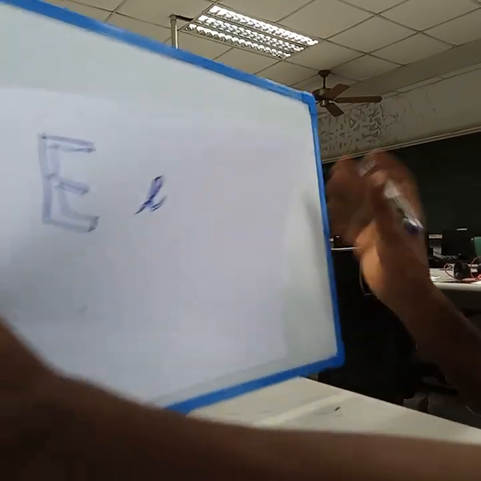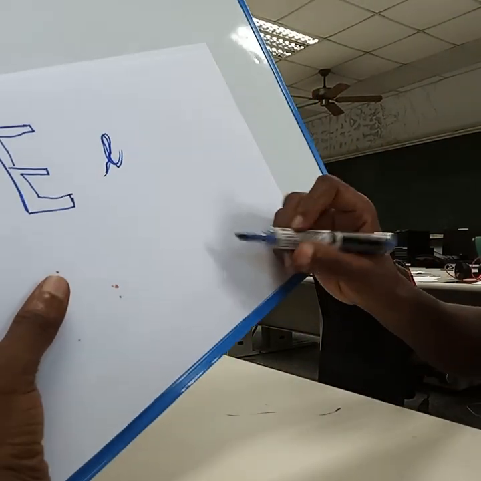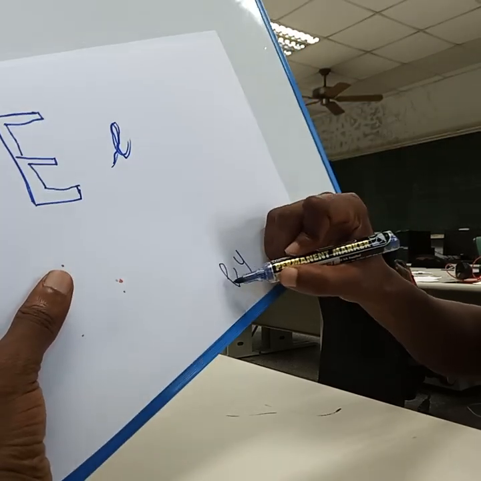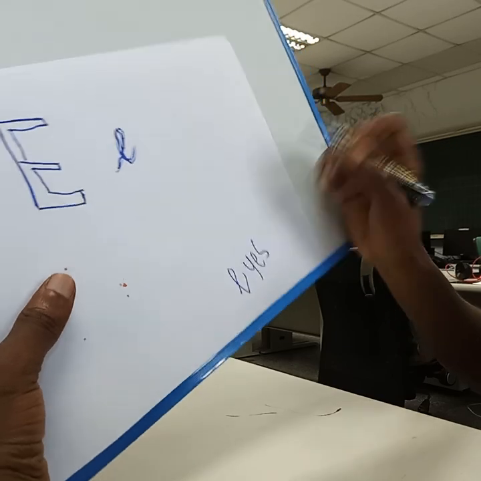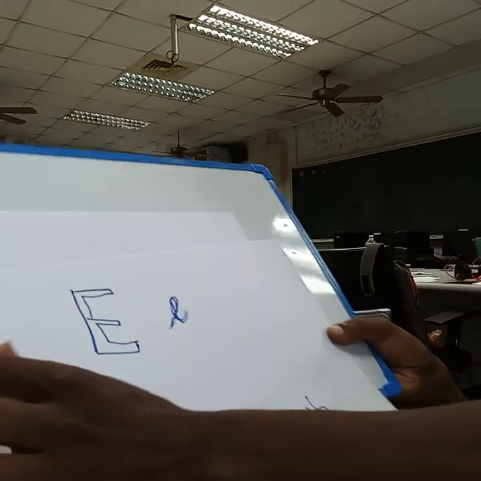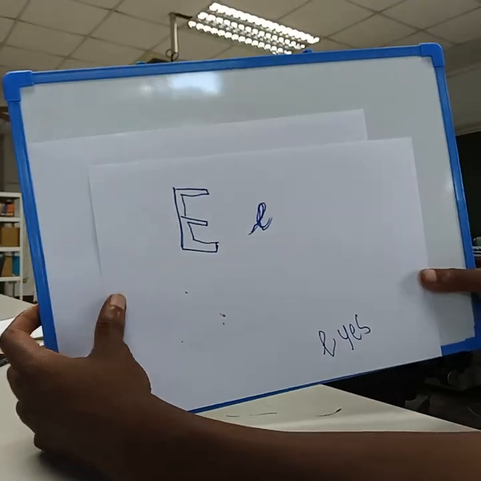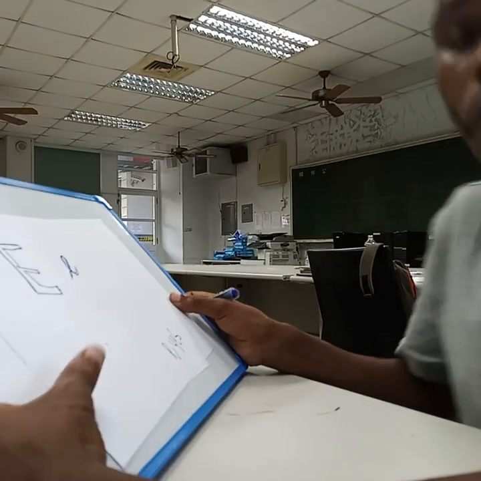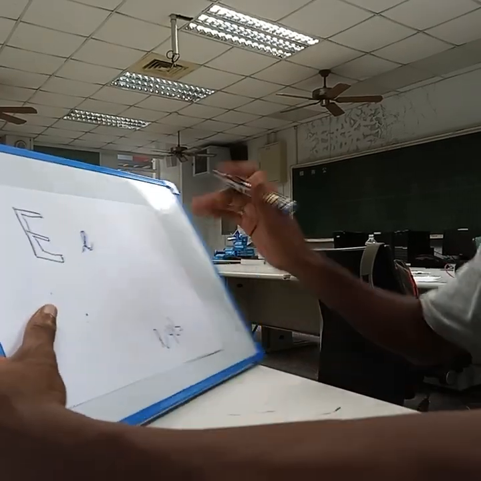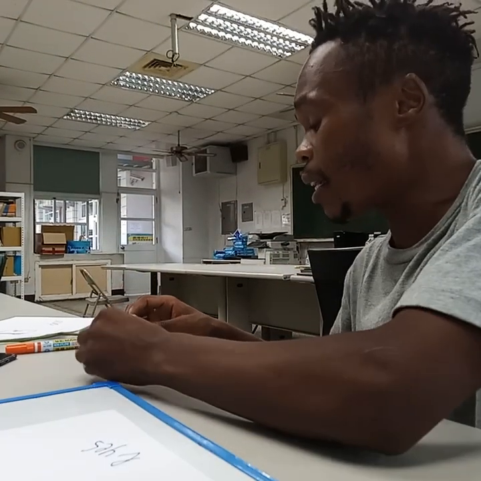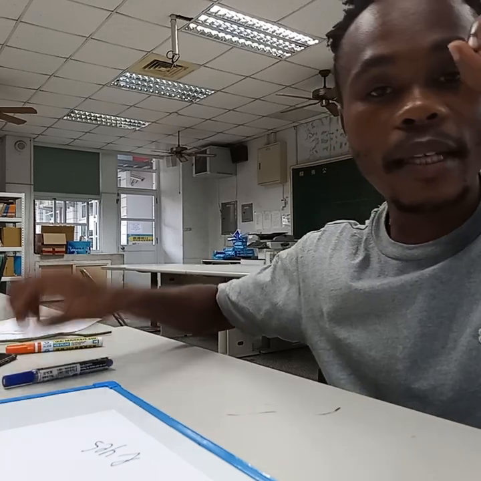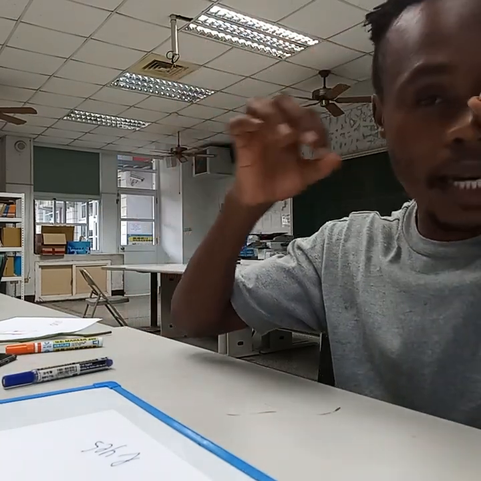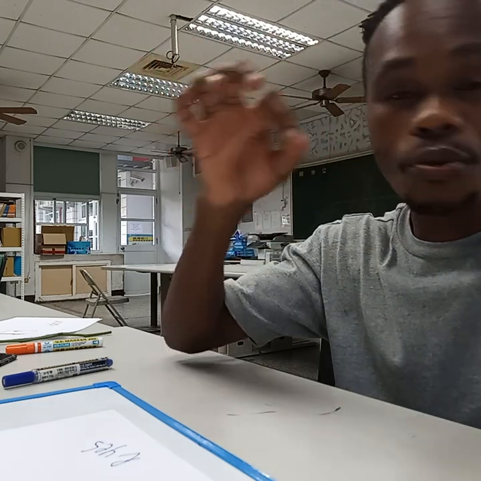E for eyes. All right, well done. So we're going to be drawing eyes. Do you know what eyes are? These are my eyes. One eye, two eyes. One eye, two eyes.